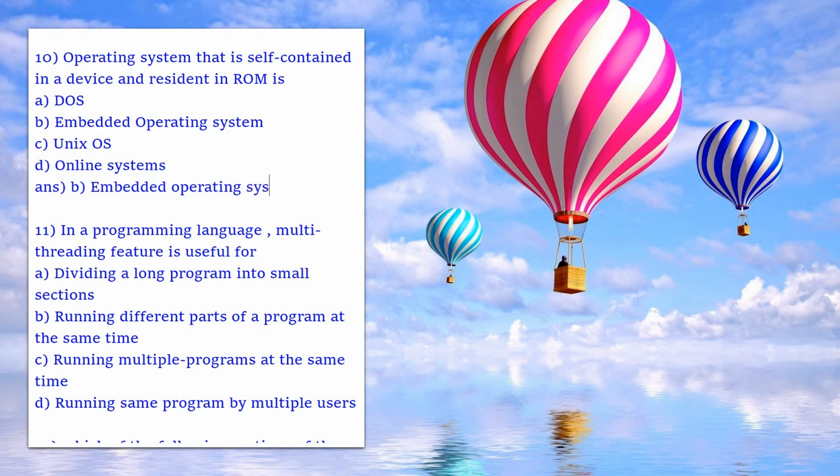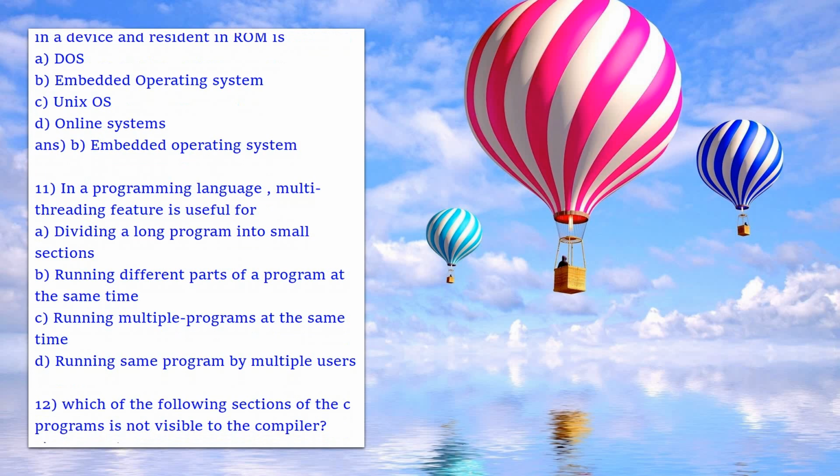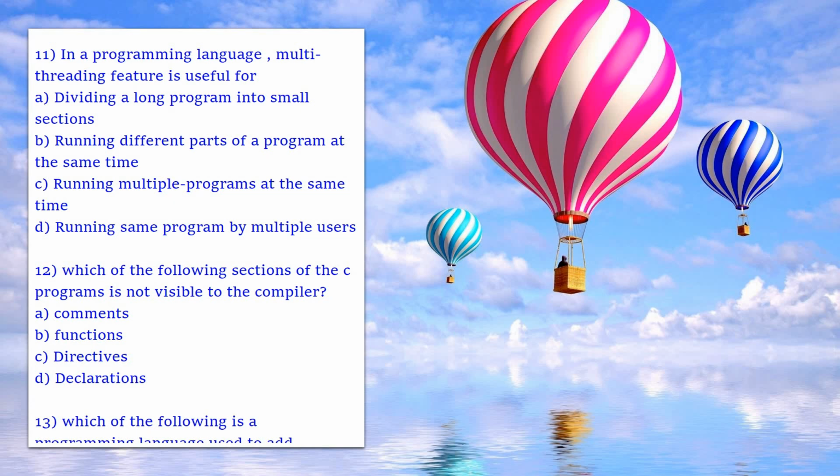So that was the embedded operating system. Then the 11th question: in a programming language, the multithreading feature is useful for dividing a long program into small sections. So multithreading is nothing but you are going to run the same program. A thread is a piece of code which is used to run a program, and multithreaded means you are going to run multiple programs at the same time.